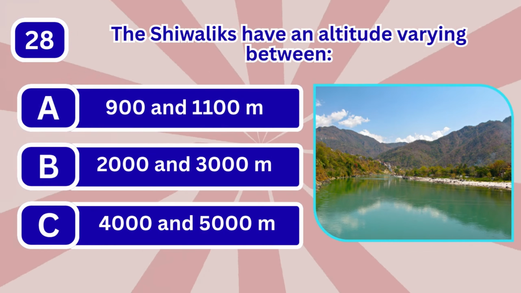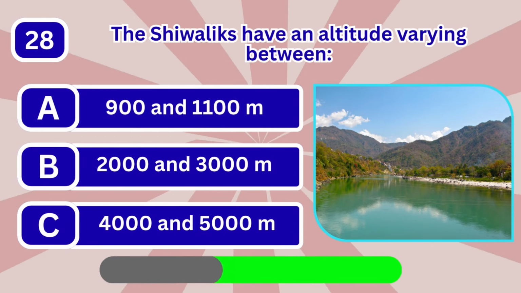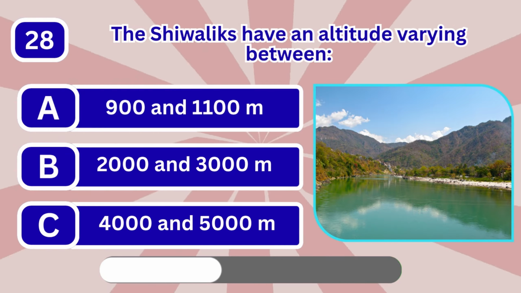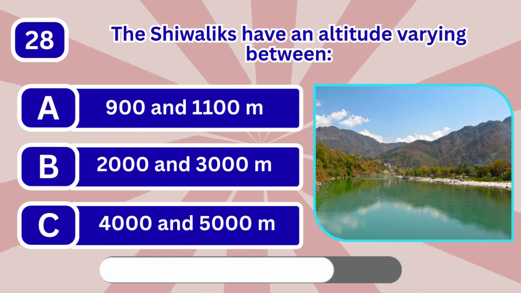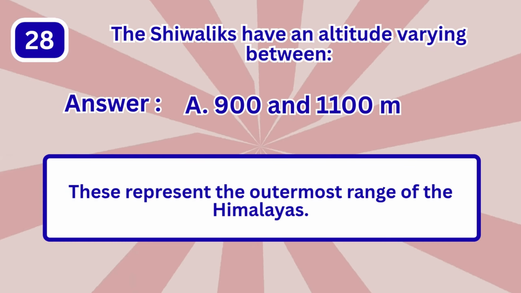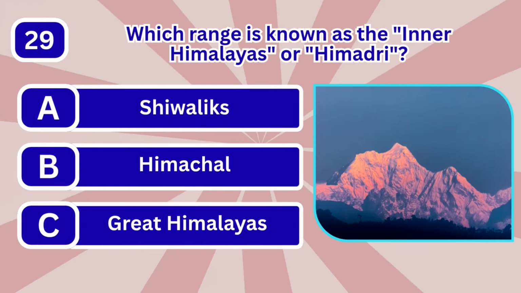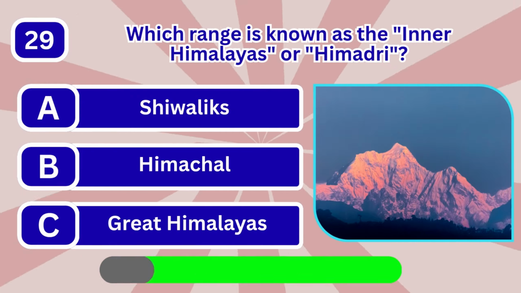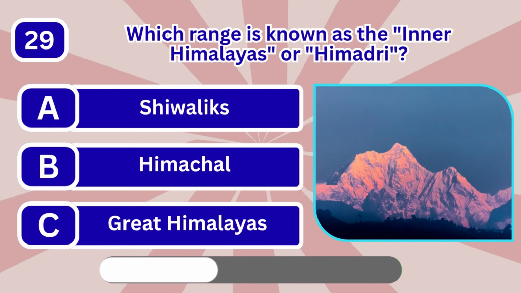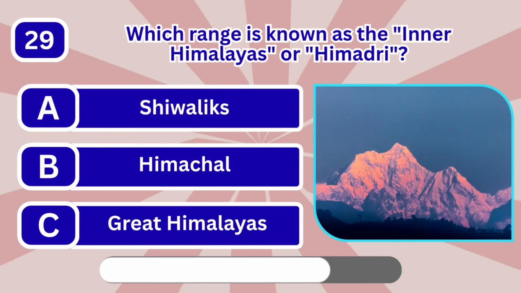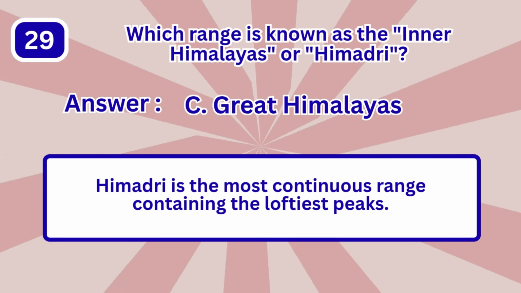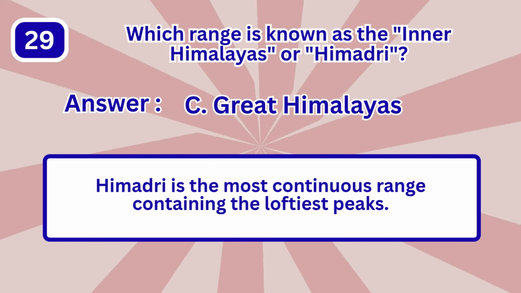The Shivaliks have an altitude varying between A. 900 and 1100 meters. Which range is known as the Inner Himalayas or Himadri? C. Great Himalayas.